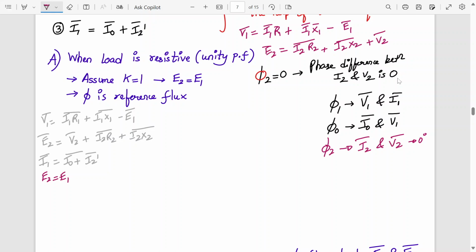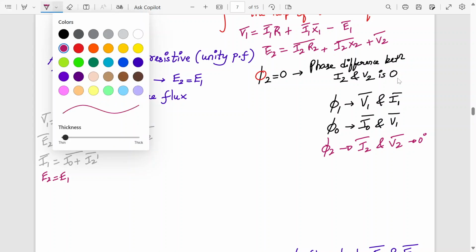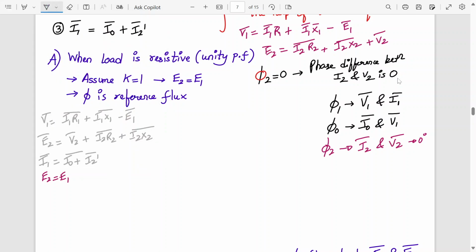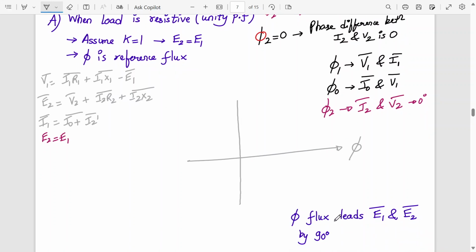Now flux phi leads E1 and E2 by 90 degrees. So let me draw a reference phasor. This is phi. So what have we said? We have said that flux phi leads E1 and E2 by 90 degrees. So where should be my E1 and E2?